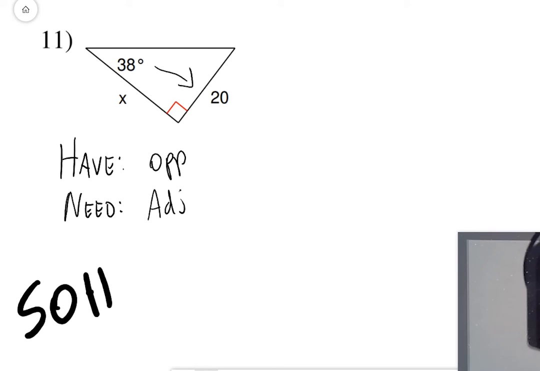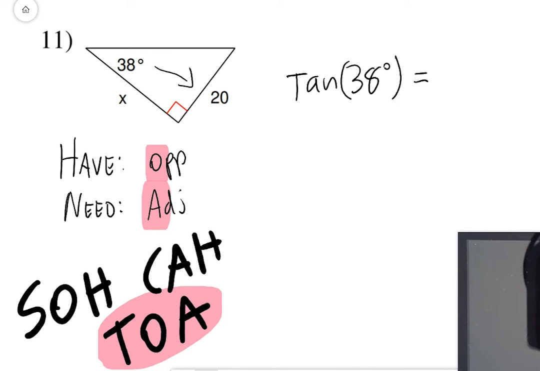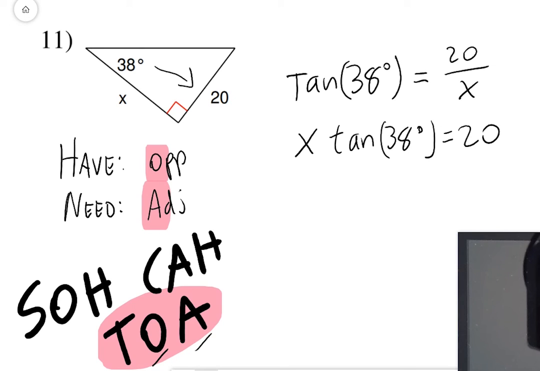It is definitely Sokotoa time again. We have the opposite, we need the adjacent, that's still tangent. We don't care about the hypotenuse. Tangent. Tangent of 38 degrees equals, remember tangent is opposite over adjacent. Opposite is 20, adjacent is x. Again, we multiply both sides by x. And again, we divide both sides by the ratio. 20 divided by tangent 38 degrees.